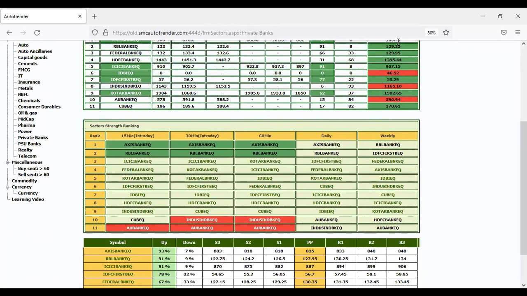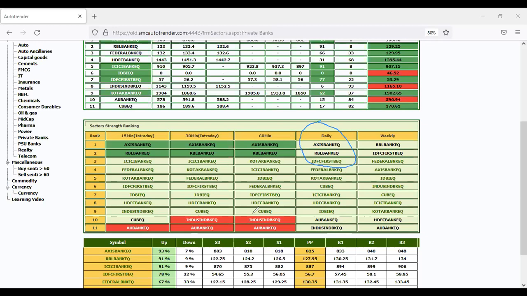You can look at in the daily time frame, these three stocks, IDFC First, RBL Bank and Axis Bank, are all gaining strength. The same way, if you look at 15 minutes, 30 minutes and 60 minutes, RBL Bank and Axis Bank both are coming. And if you look at the weaker stocks, IndusInd and AU, just after the results, IndusInd and AU did not do well.